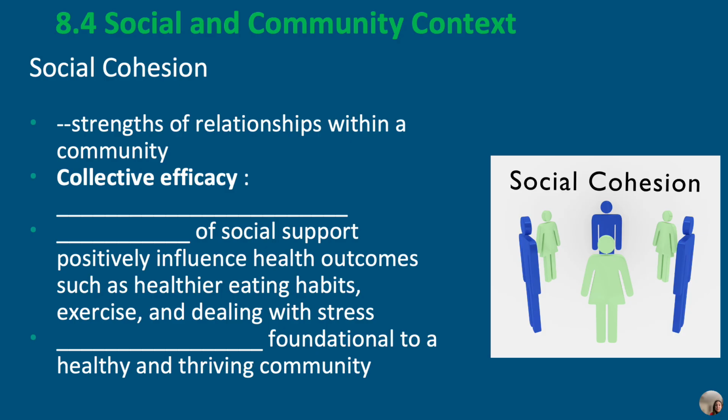So social cohesion, this is the strength of relationship within a community. When we talk about collective efficacy, this is another aspect of social cohesion. It's based on trust and a community's ability to create change and influence behavior through social norms. There are high levels of social support, which positively influence health outcomes such as healthier eating habits, exercise, dealing with stress. And then social networks are foundational to healthy living and a thriving community.